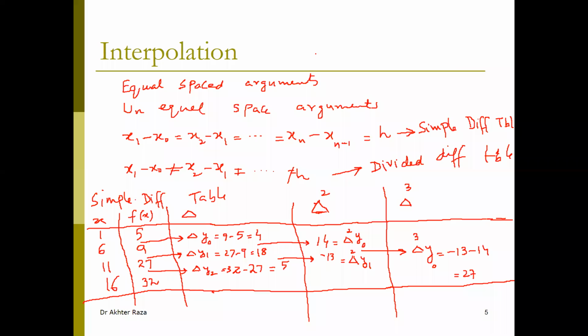Okay, Hasnan has corrected this. The correction is what? This is not 27, this is equal to minus 13 minus 14, which is minus 27.